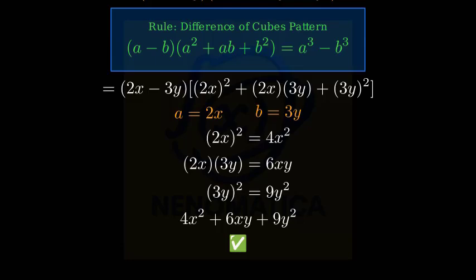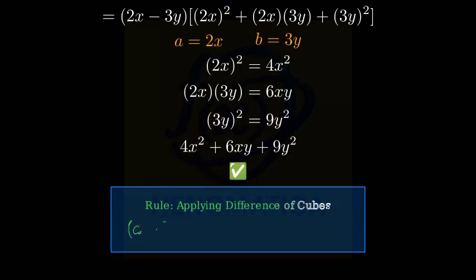Let's verify the numerical coefficients. For the a squared term, we have 2x squared, which gives us 4x squared. For the ab term, we have 2x times 3y, which gives us 6xy. And for the b squared term, we have 3y squared, which gives us 9y squared. So we confirm that the expression matches the pattern for the difference of cubes formula.